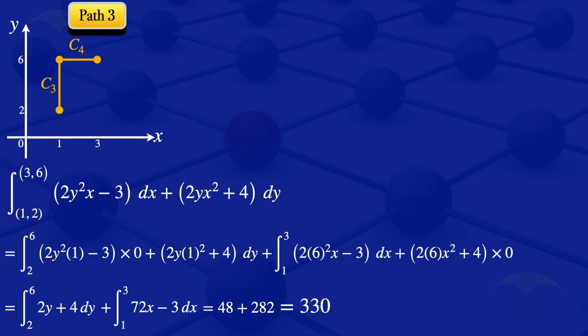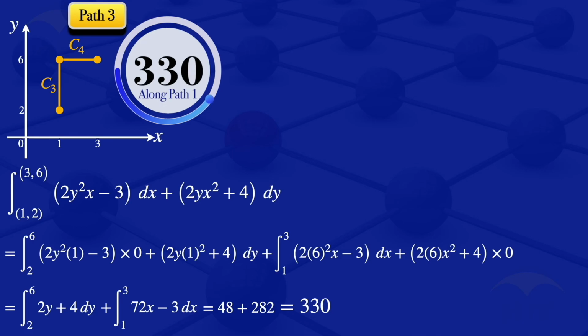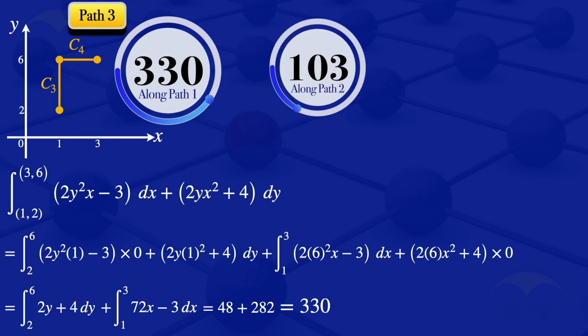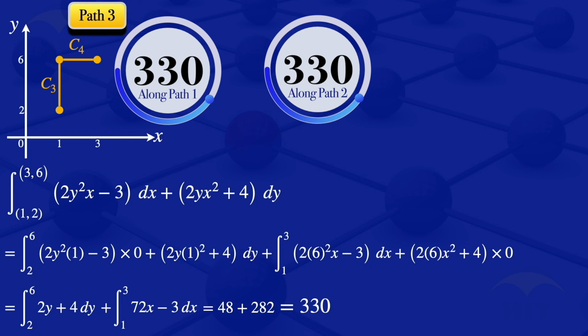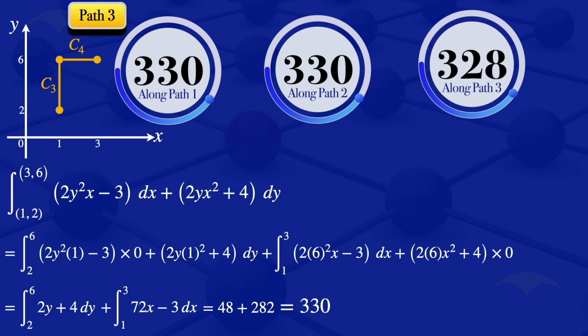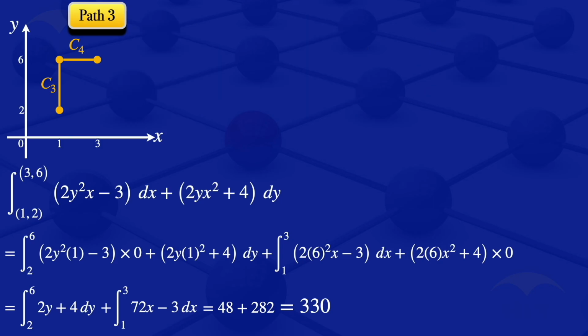330. So what you would have noted there is along path 1, we got 330. Along path 2, we got 330. Along path 3, we got 330. The results are all the same. This is expected just because we saw that the integral is independent of path. So if integrals are independent of path, you just choose one convenient path that is easier for you to evaluate that line integral.